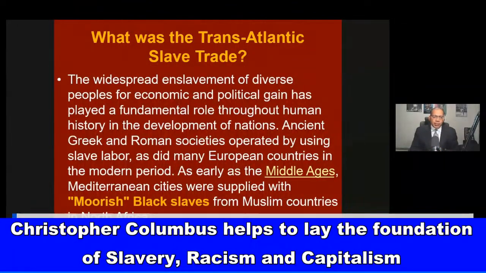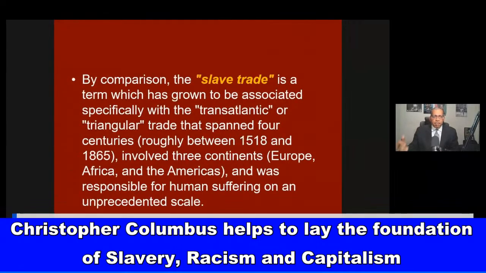As early as the Middle Ages, Mediterranean cities were supplied with Moorish black slaves from Muslim countries in North Africa. By comparison, the slave trade is a term which has grown to be associated specifically with the transatlantic trade or the triangular trade that spanned for centuries, roughly 50. It goes back to 1441, but some people put it at 1518 because that deals with the Asiento de Negros of August 1518, signed by King Charles V of Spain, which drastically expands the transatlantic slave trade and increases the need for enslaved African labor.